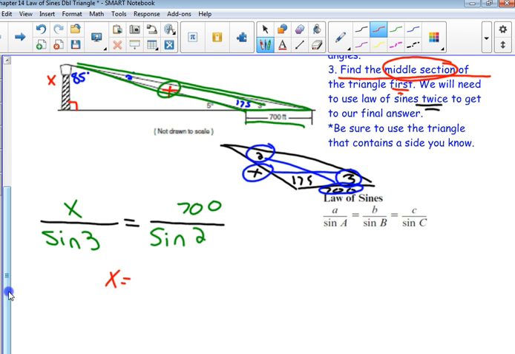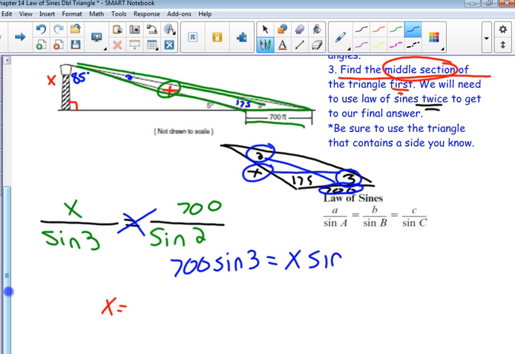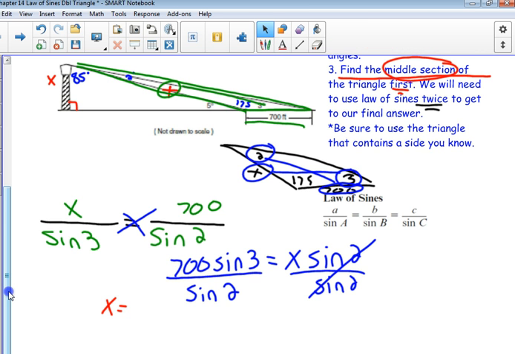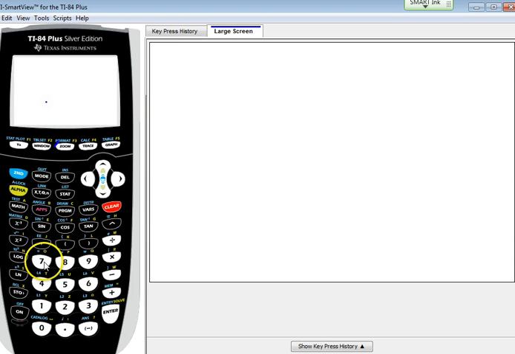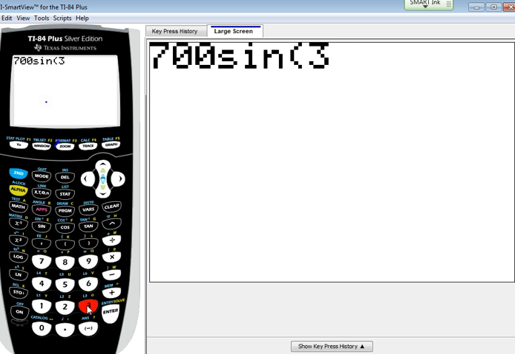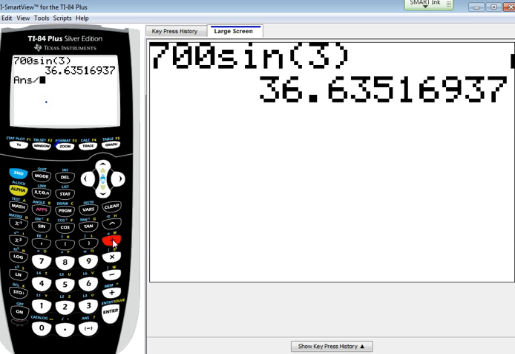Do we not round this part? Very nice, Rita. I like what you're saying here. So let's figure out what this is going to be. We're going to cross multiply. So that's 700 sine 3 equals x sine 2. And then we're going to divide by sine 2. And Frida said something very good: we've got to be careful with this. Divided by sine 2.